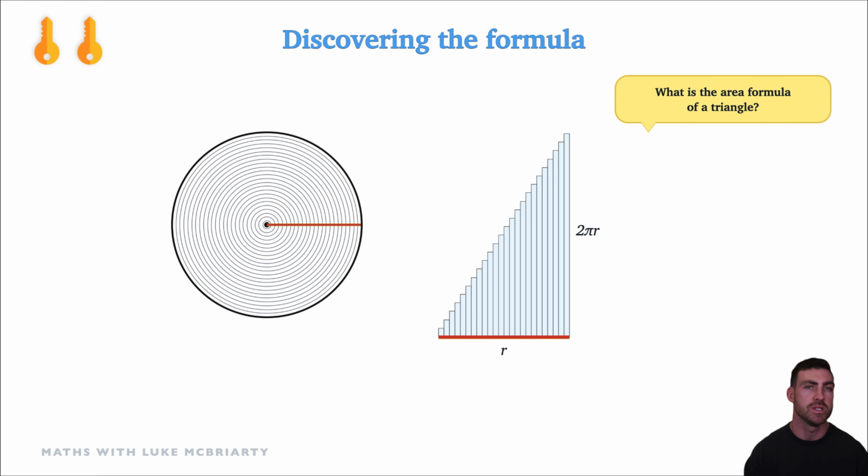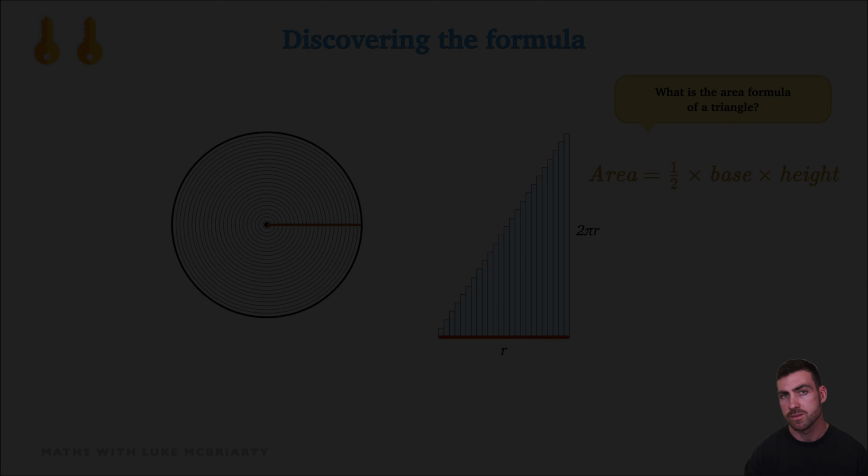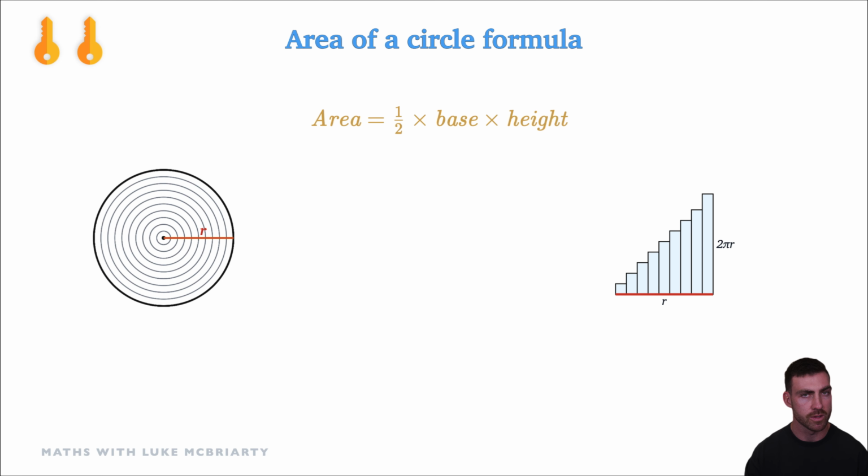Now everything falls into place. We already know how to find the area of a triangle. Area equals half times base times height. Our base is the radius, and our height is the circumference. So let's substitute them into the area formula.